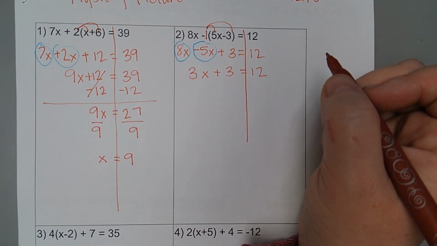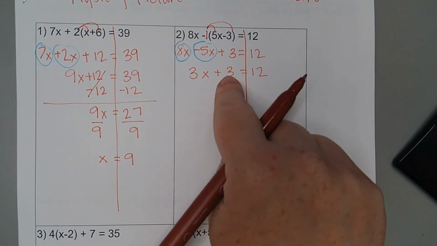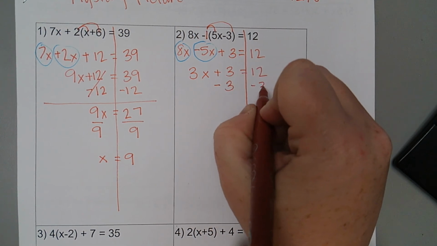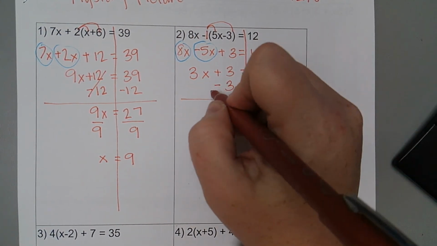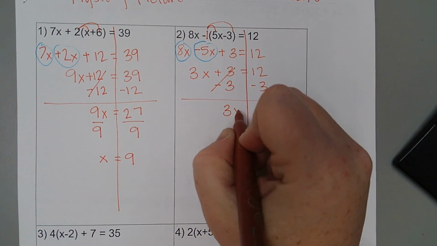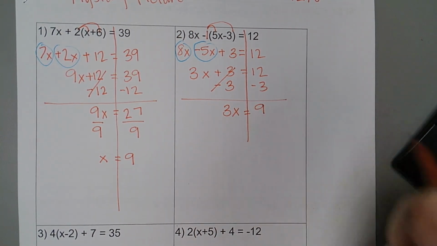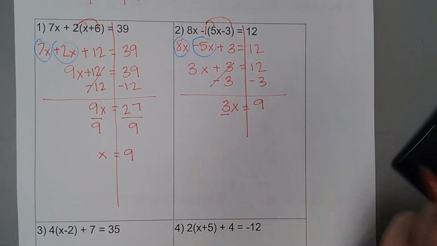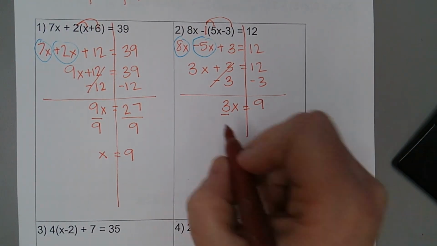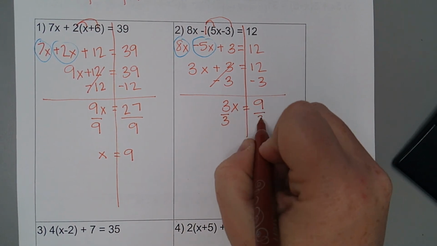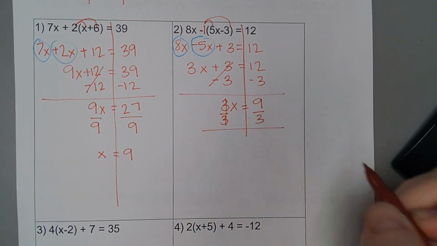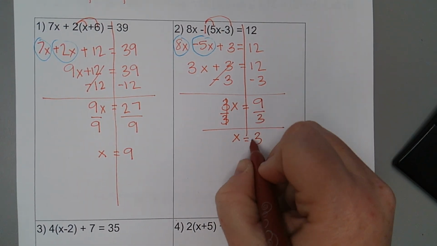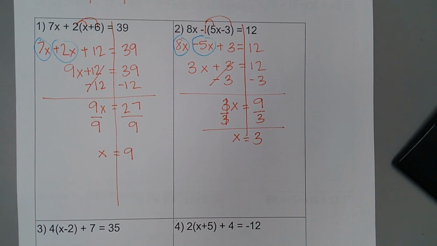We need to get our variable by itself. So first we need to get rid of our constant, which is 3. The opposite of positive 3 is minus 3. 3's cancel out, leaving us with 3x equals 9. The opposite of multiplying by 3 is dividing by 3. 3 divided by 3 is 1, giving us x equals 3 because 9 divided by 3 is 3.